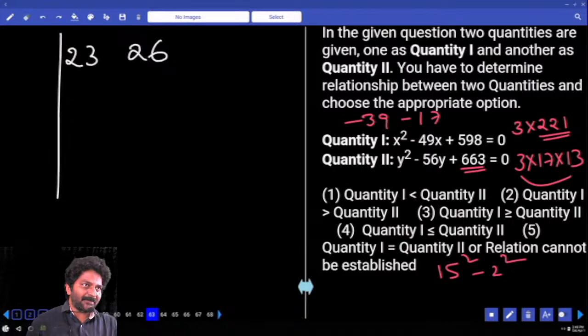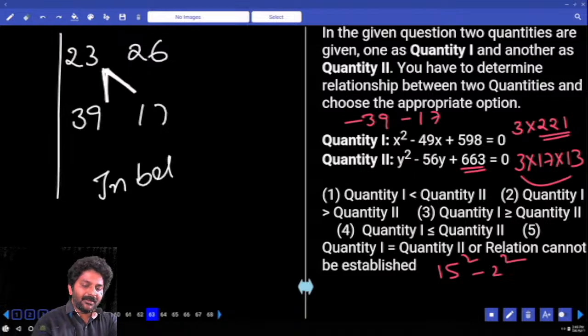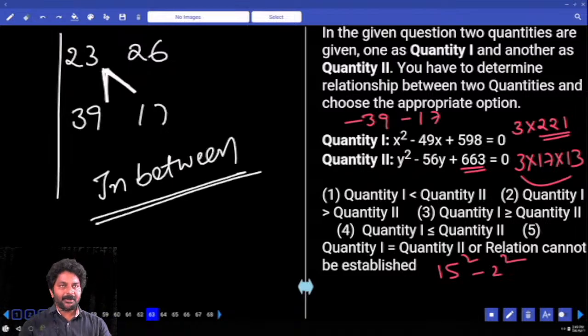One of the numbers is a prime number. Which one? 17. 39 and then 17. 23 lies in between these two numbers only. Whenever you see this number in between, what is your answer? No relation, relation cannot be established. Fifth option, final answer. Over.